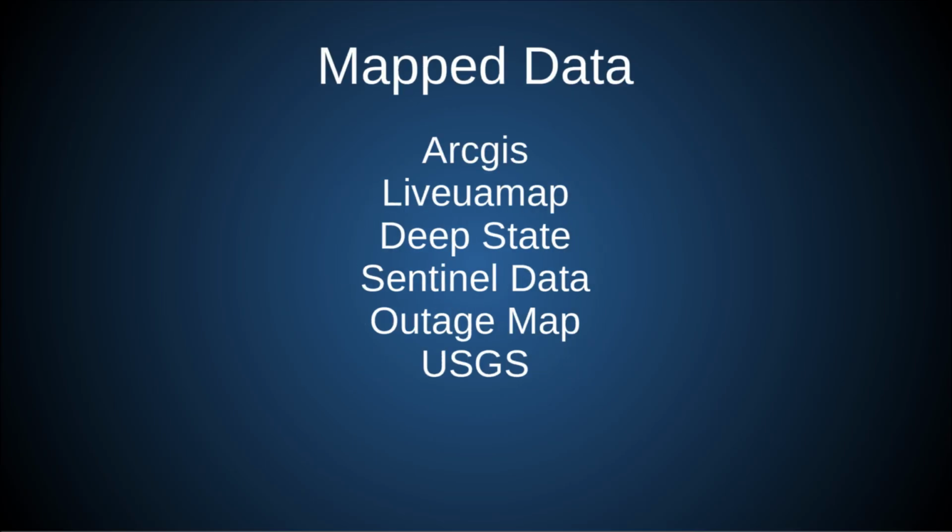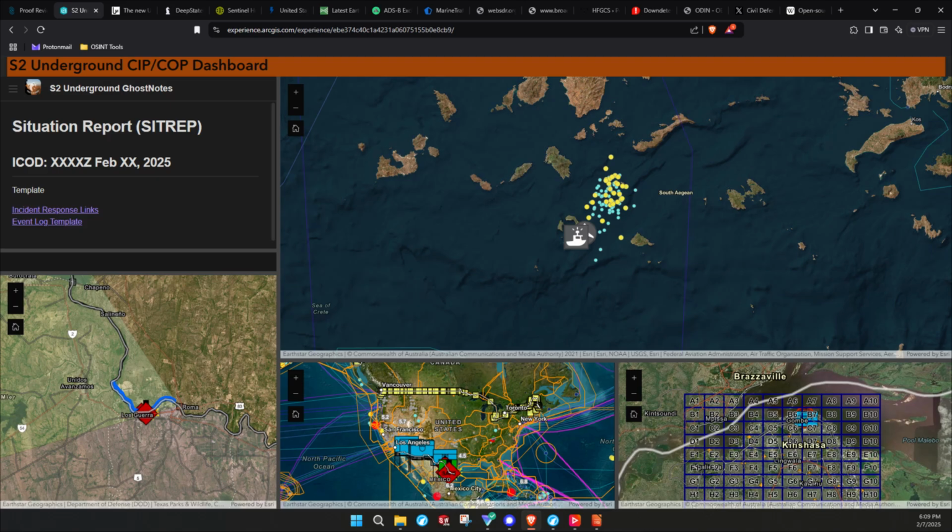So first is maps, and I am going to start with the ArcGIS map. Quick shout out to S2 Underground. A lot of these I learned originally from his channel before mastering them myself, especially the radio and transponder monitoring sites. The rest I found from various sources over the years.